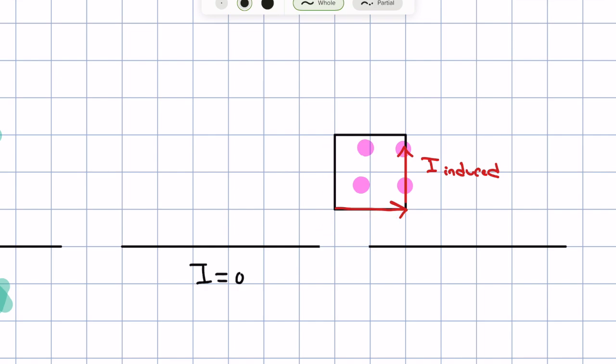I should have drawn that better, because whenever the current is going in this direction here, it's producing magnetic field lines going out on the inside, but then going into the page on the outside. But we don't care about what's happening on the outside of the wire, only on the inside. So the answer is the current is flowing in this counterclockwise direction.